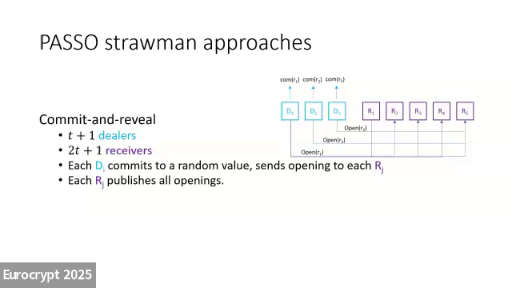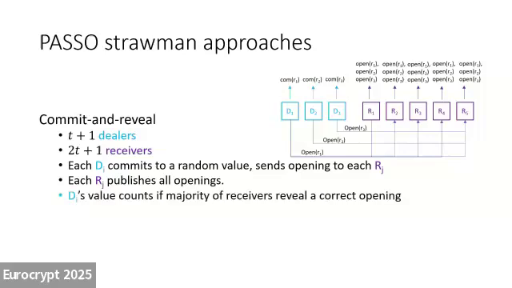And then what each receiver will do is simply publish all the correct openings to the commitments that they received. And let's say that we want to count the dealer's value if the majority of the receivers reveal a correct opening. So the intuition is that the majority of the receivers will be honest, right? So if the dealer was honest, then they can simply publish the values that they received, and so this will ensure that the dealer's value can be reconstructed for an honest dealer.